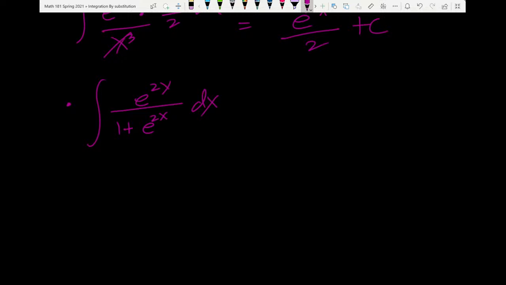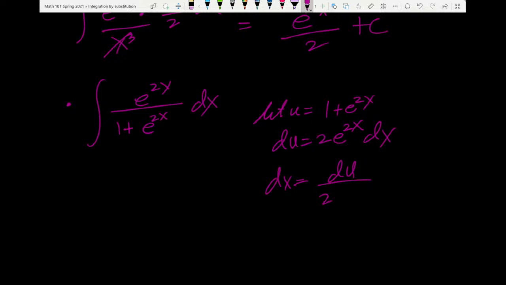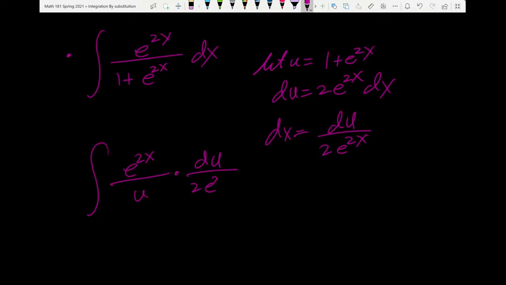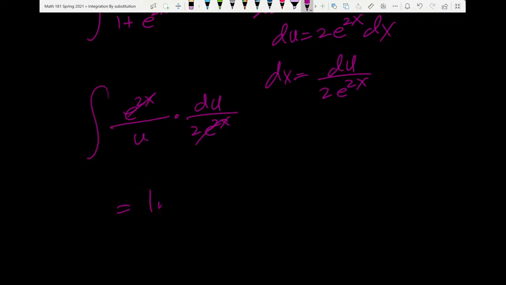So this is pretty simple. Let u be 1 plus e to the 2x. Du would be what? 2e to the 2x dx. So dx equals du over 2e to the 2x. So e to the 2x over u times du over 2e to the 2x cancels out. Boom. I get natural log of e to the 2x plus c over 2.